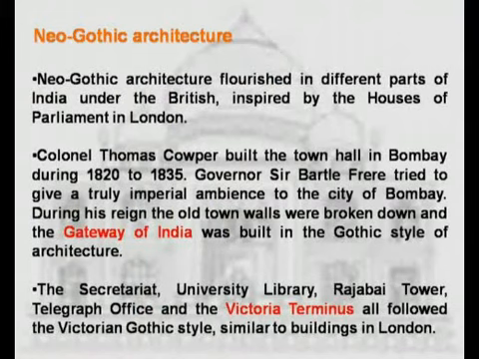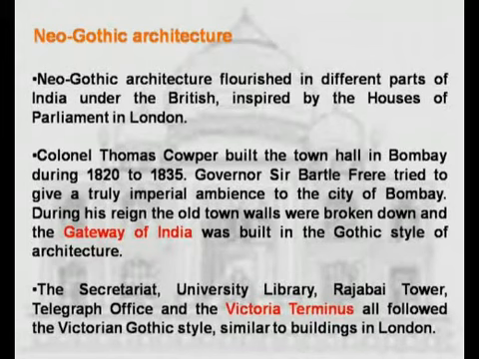And other buildings also took shape in exact replicas of European buildings. Unlike Europe, however, these buildings were built mostly of brick and stuccoed with lime. Neo-Gothic architecture flourished in different parts of India under the British, inspired by the Houses of Parliament in London.